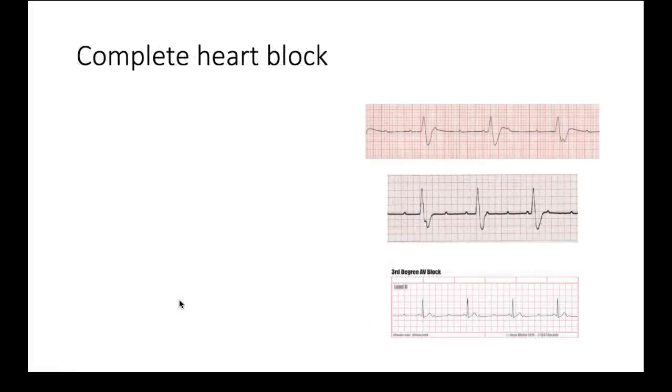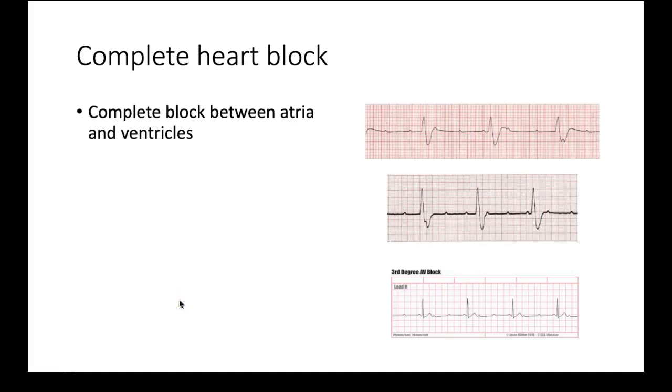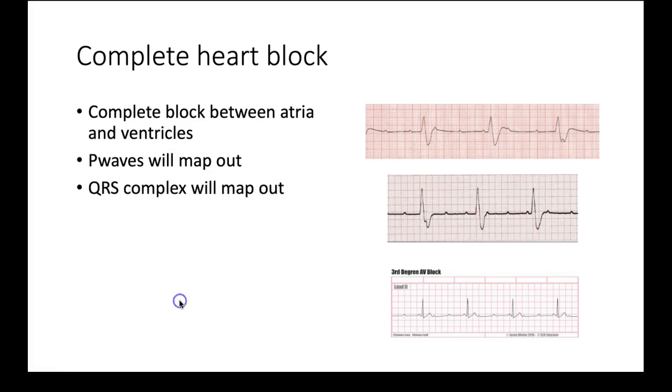And then we have complete heart block, which is your third-degree block. In third-degree heart block, you're going to see a complete dissociation between your atria and your ventricles. So if you were to map out your ventricle, your QRS complex, they will map out consistently. If you map out your P waves, they will map out consistently, but there is no association between the two. This requires immediate treatment. This also usually will require a pacemaker, unless there's some kind of medication-induced reason that you can reverse.